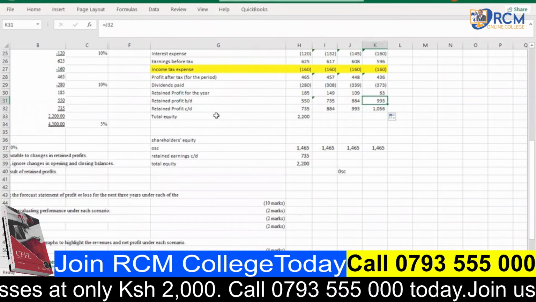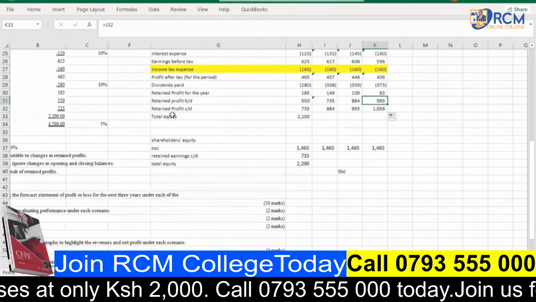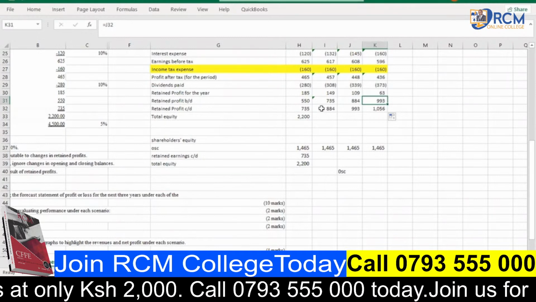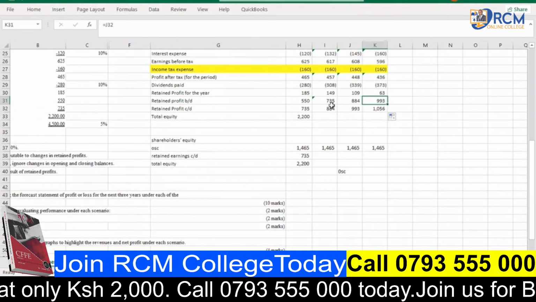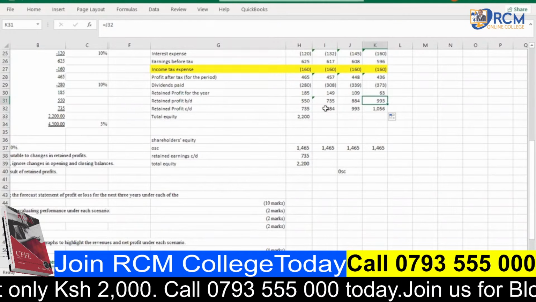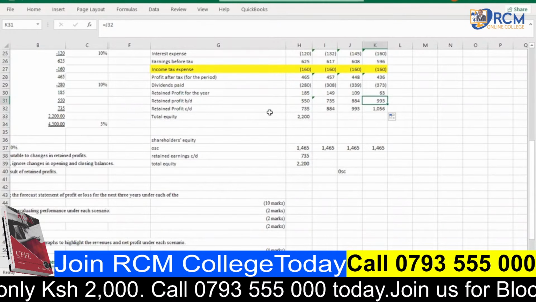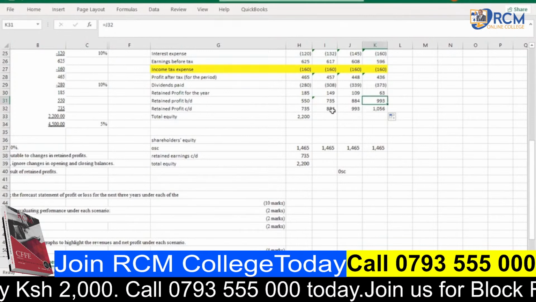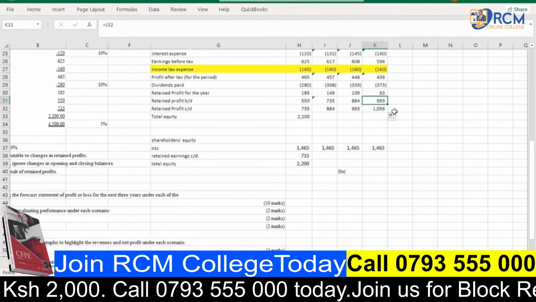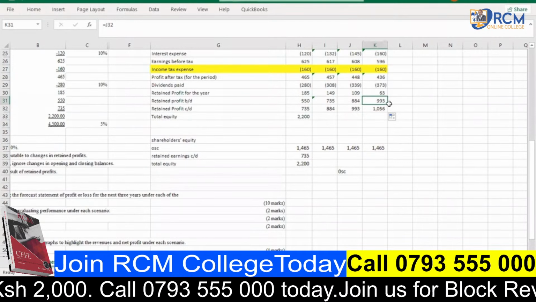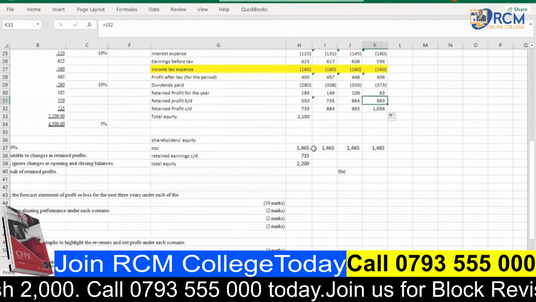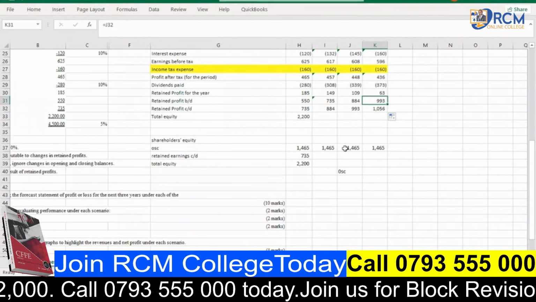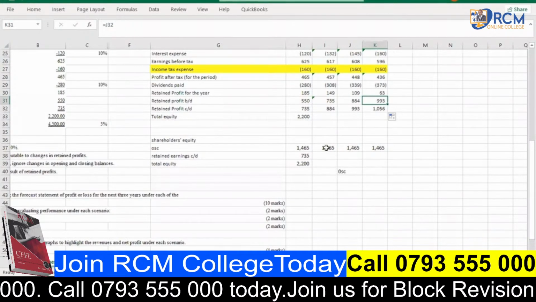Now, total equity. The examiner said total equity is only going to change due to changes in retained earnings carried down. So for us to get total equity, we take these retained earnings plus the constant ordinary share capital. Ni hizi hapa. Our ordinary share capital.